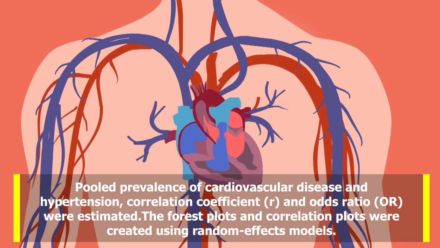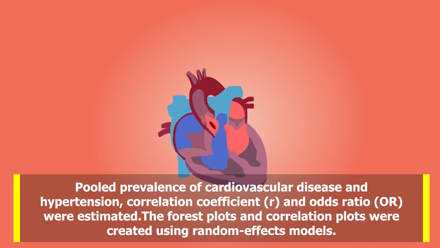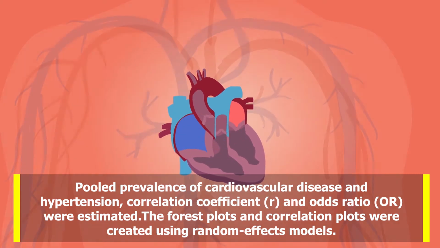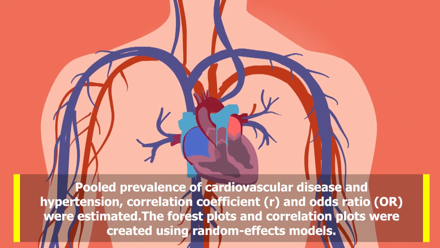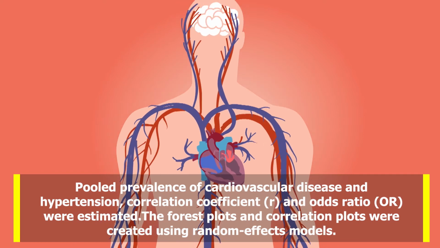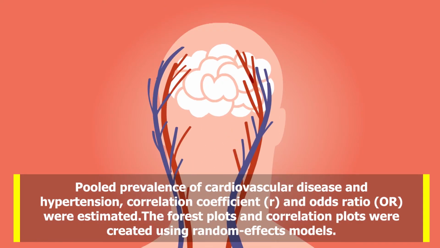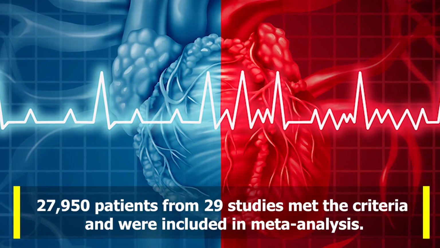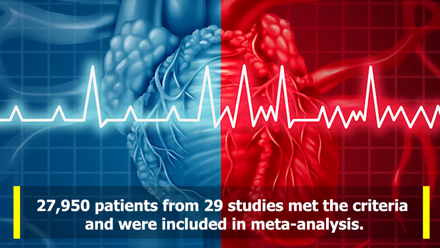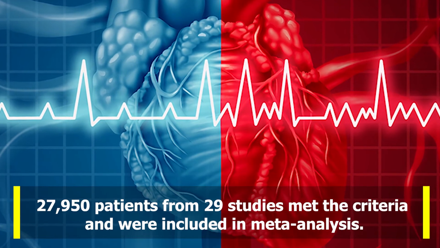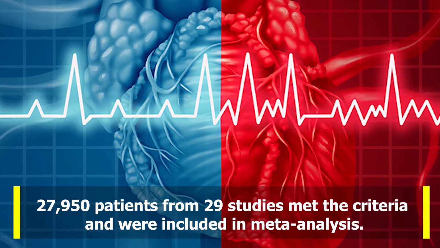Pooled prevalence of cardiovascular disease and hypertension, correlation coefficient and odds ratio were estimated. The forest plots and correlation plots were created using random effects models. (27,950) patients from 29 studies met the criteria and were included in meta-analysis.